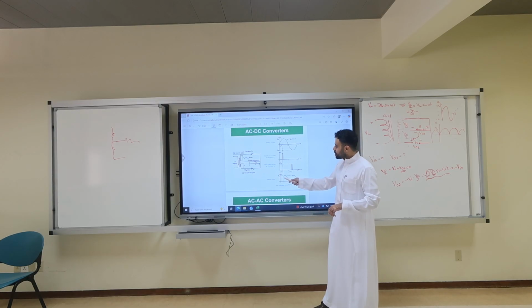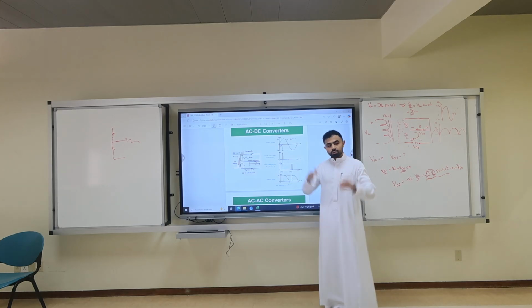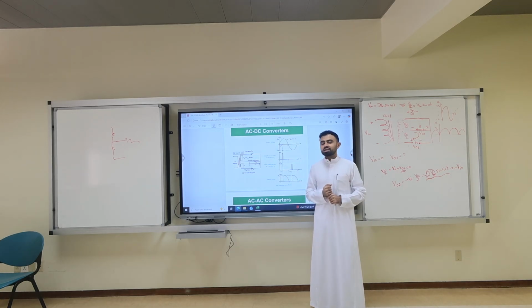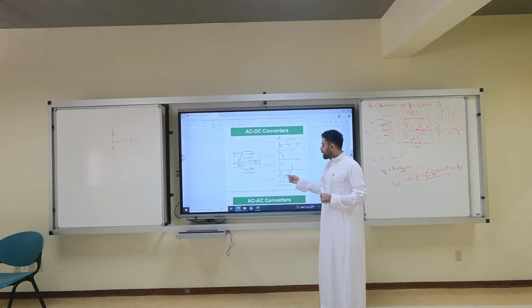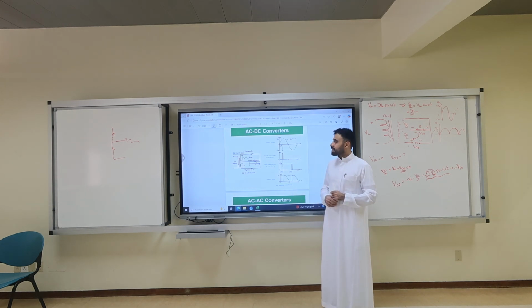So what do you notice here? We chop a rectified signal to reduce the DC. What's the maximum DC you get? It is a full wave rectifier. This is not a full wave rectifier.